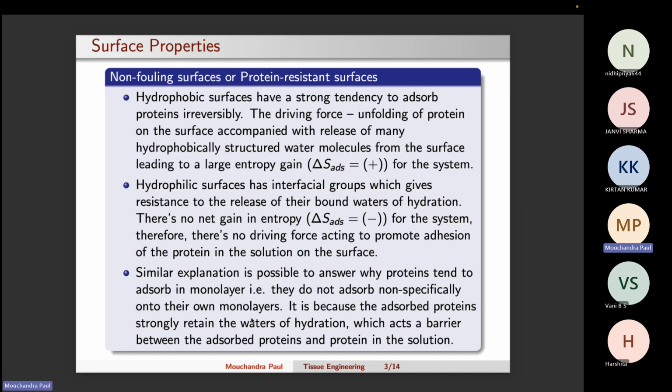So why is this happening? Because once the protein layer is adsorbed, the hydrophilic groups in the adsorbed protein molecules have a strong tendency to capture and bind the water molecules. So here, these water molecules don't want to leave, because of which the solution proteins cannot come back and adhere on it. So the net gain in entropy is negligible, it's towards the negative side. So this kind of reaction is not thermodynamically favorable.